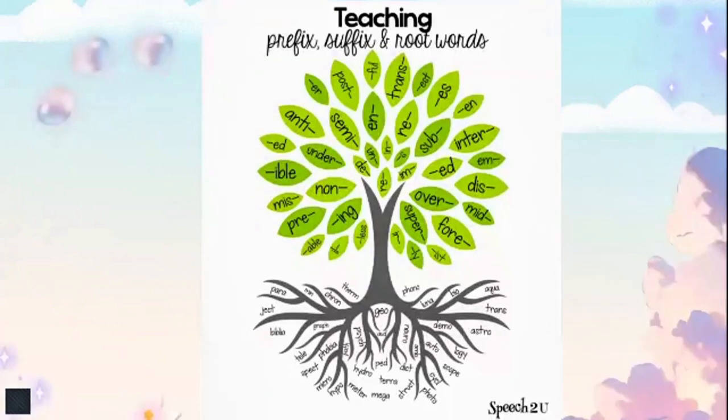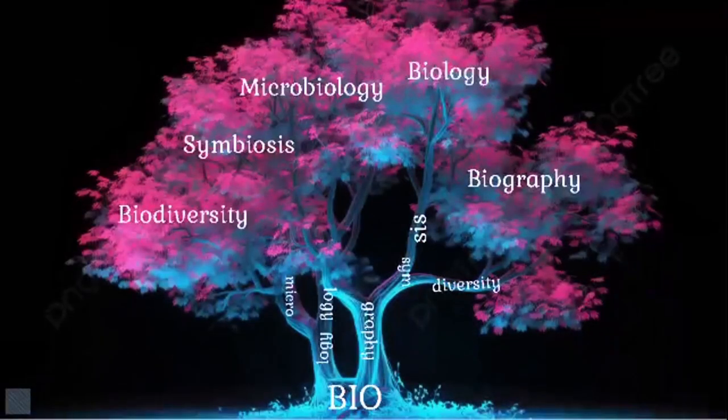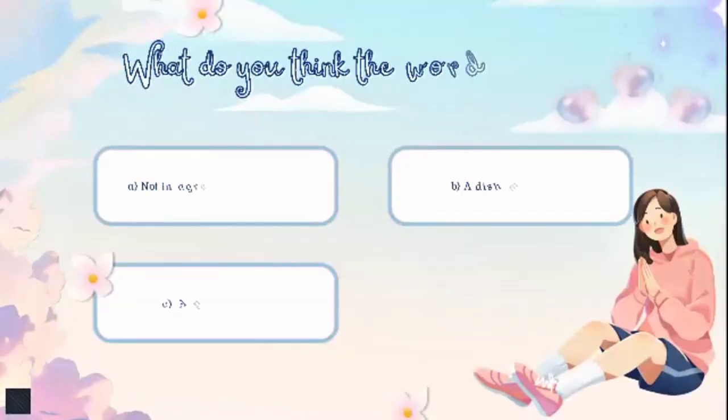Okay, do you see this beautiful tree? Comparing this tree with words, the roots can be the vast number of roots in English. The trunk would be the prefixes and suffixes, and in the top are the words that are already created. See this tree of the bio root? There are many words like biology, microbiology, symbiosis, biography, and biodiversity. Okay, let's practice word parts.